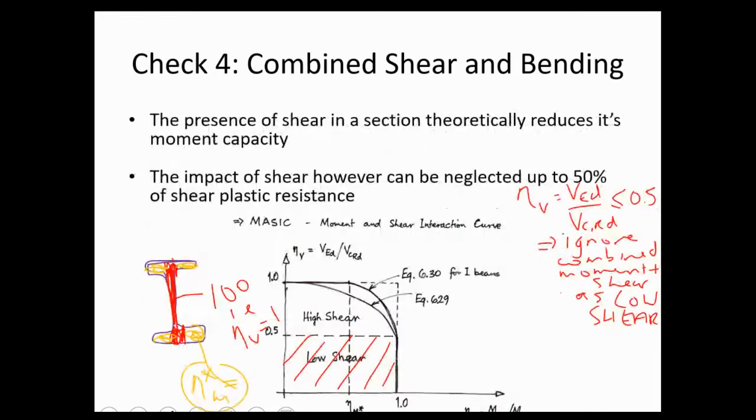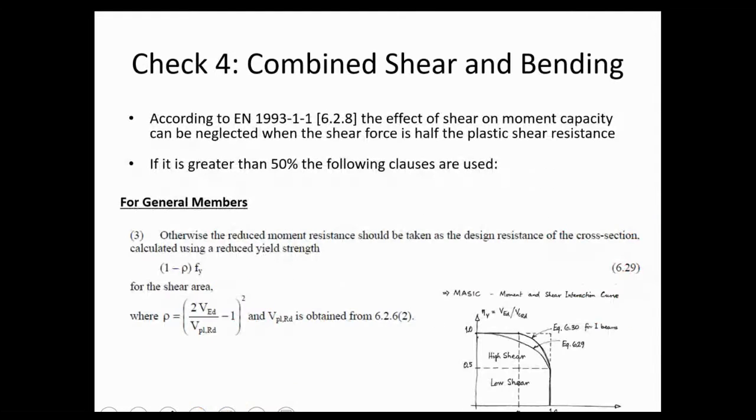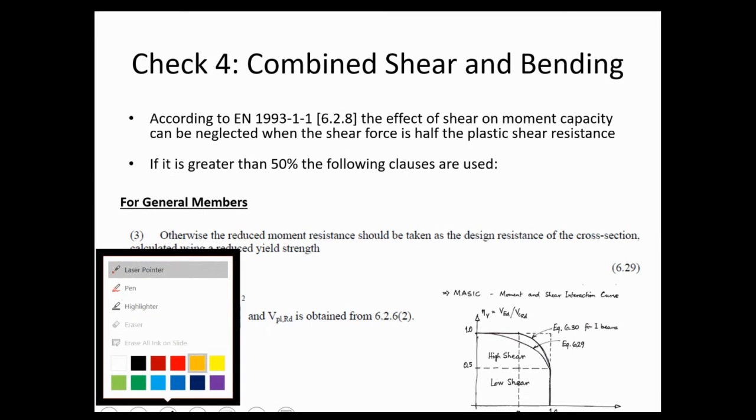Okay. So those equations, equation 6.29 and 6.30, let's look at those in a little bit more detail. Equation 6.29 tells us that we have to reduce the moment capacity down. So let's just put that into practice. What does that mean?